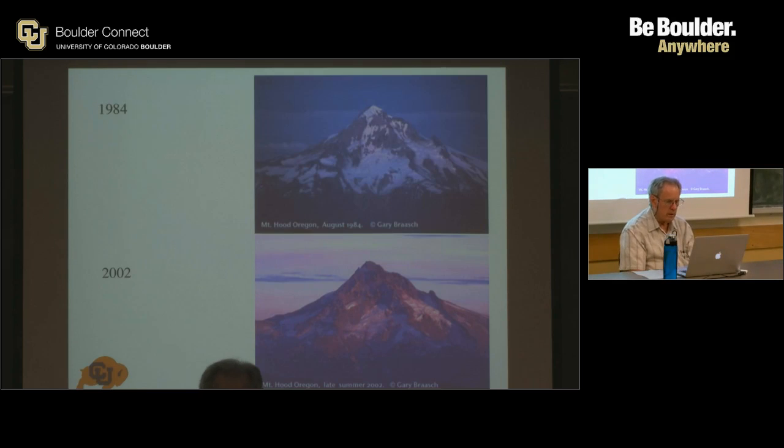I like this. Anybody been skiing on Mount Hood? It's not bad. It's not good up here, but it's typical West Coast kind of skiing. It's really wet stuff. That's 1984, August, and this is late summer 2002. Big difference.